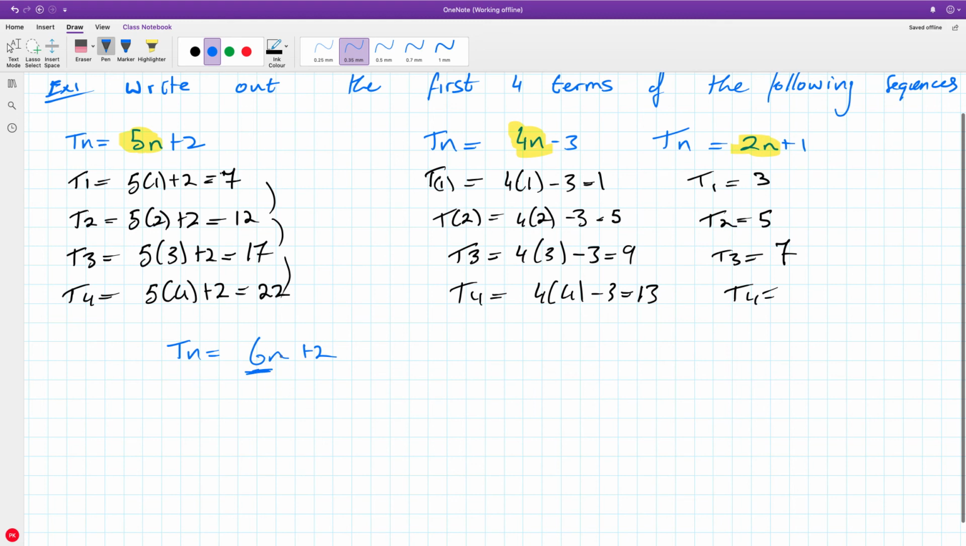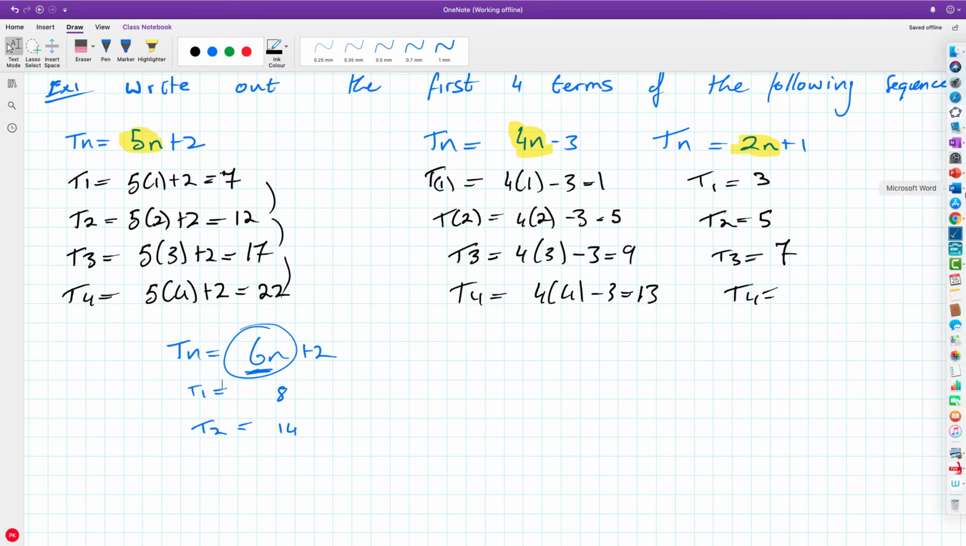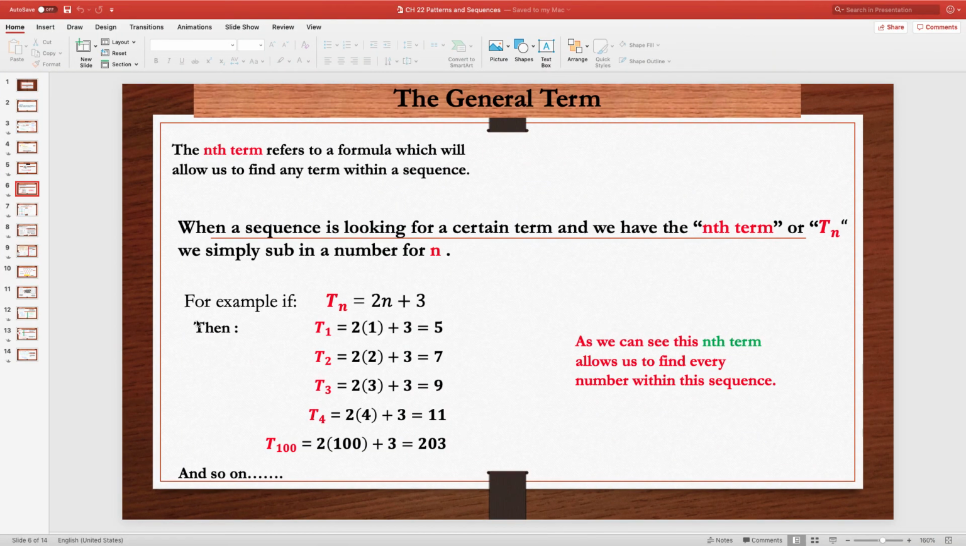So what I mean, for example, T1 here is 8. The next one is going to be 6 and 8, 14. Alright, can we see that? The numbers are going to go up each time by what's in front of the n. That's going to tell us what goes up. Alright, so a little bit of hints right there.